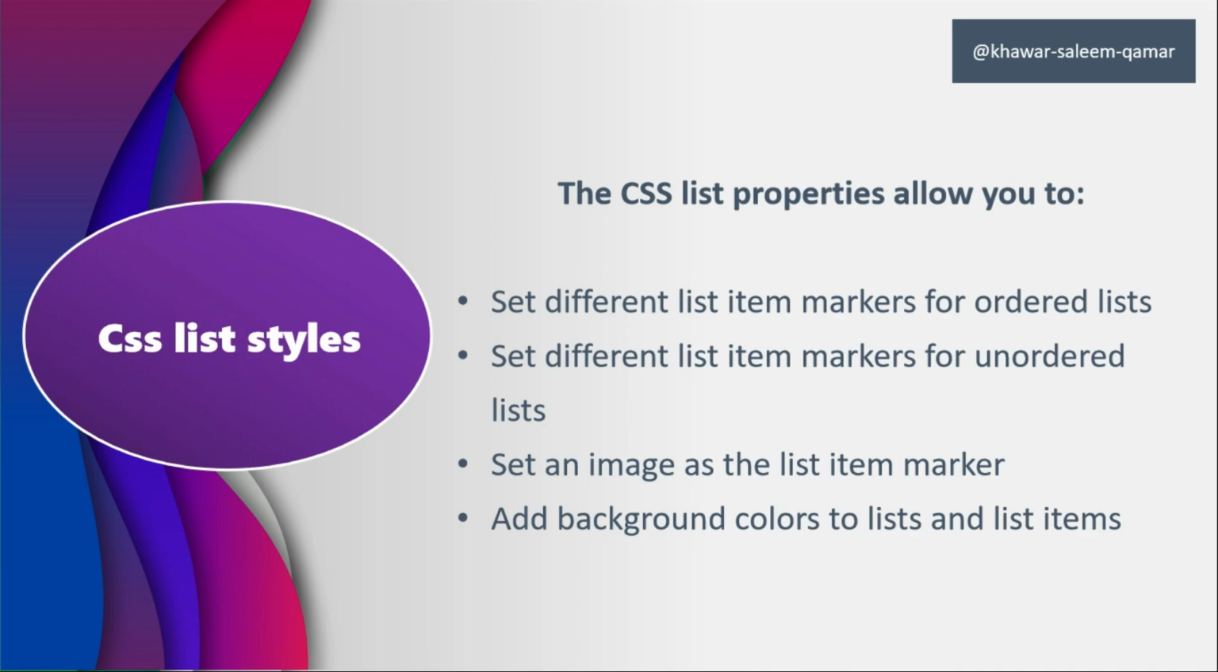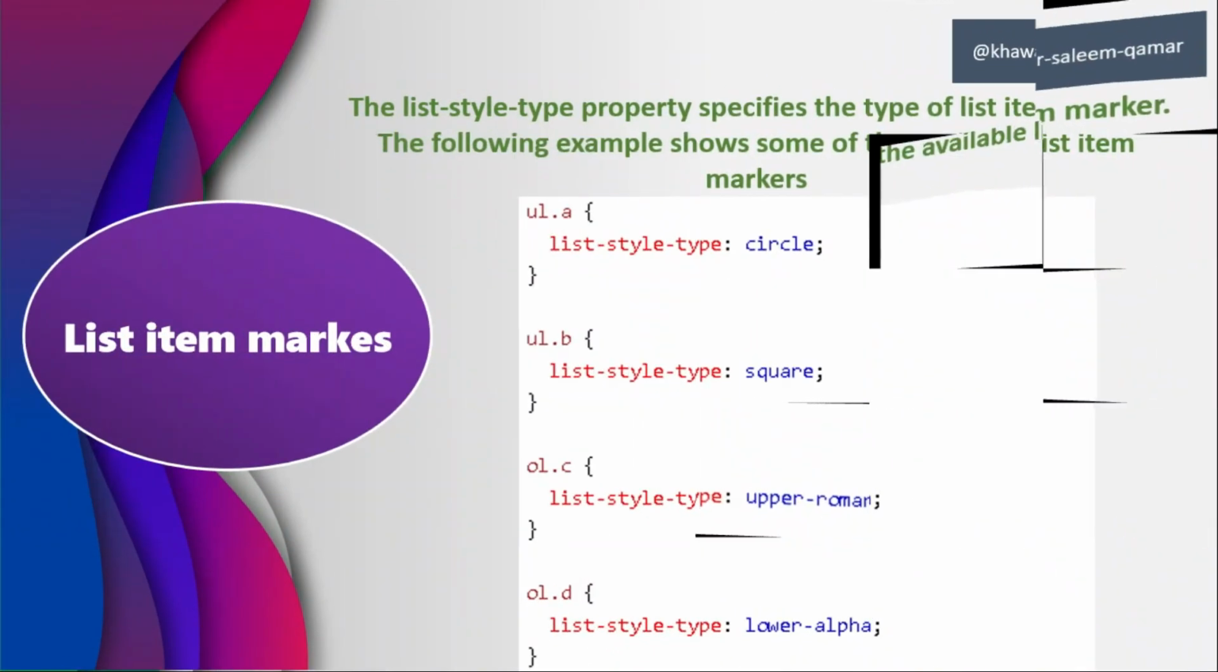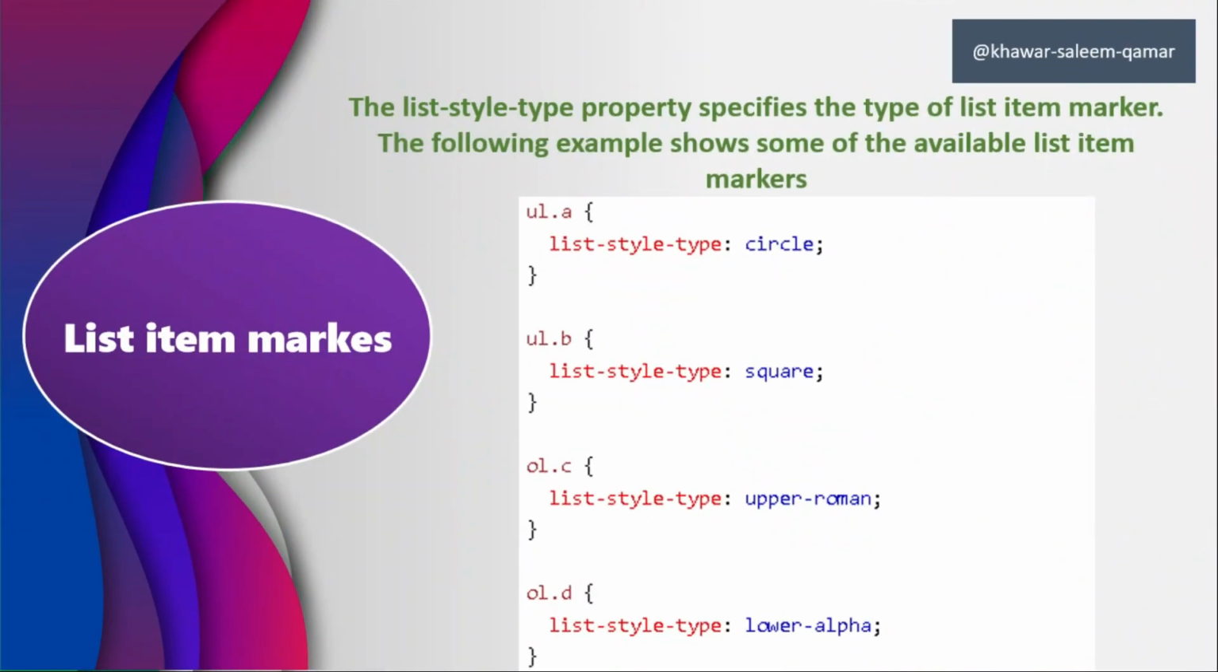So we use it for styling its markers, meaning to say give it different markers, use an image as a marker if we want to use it, and change the background of the whole list or list items. So these are different things that we can do using styles. So after this comes, let's first of all talk about customizing the list item markers.